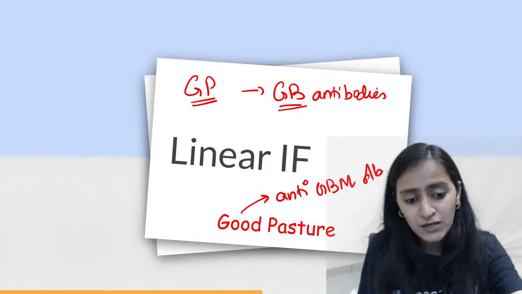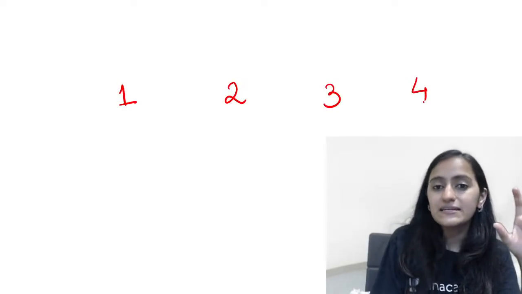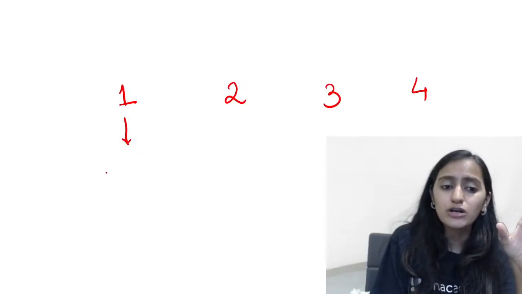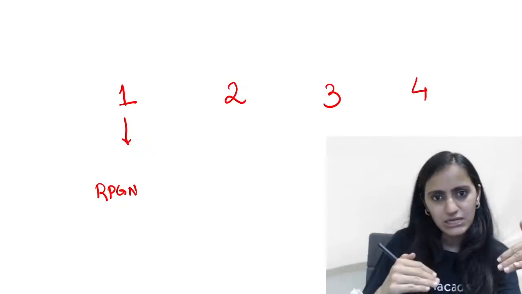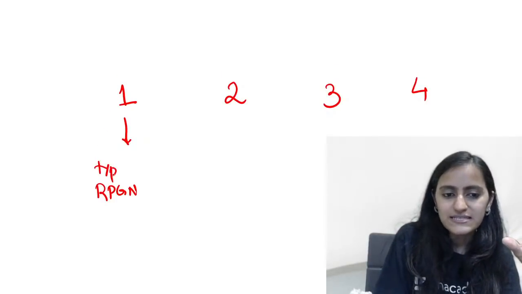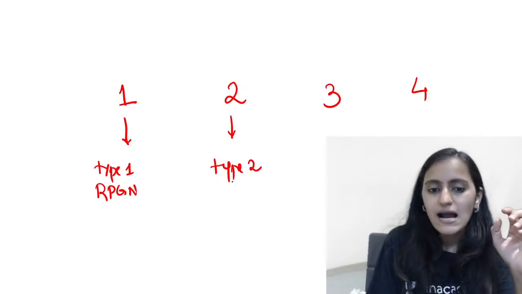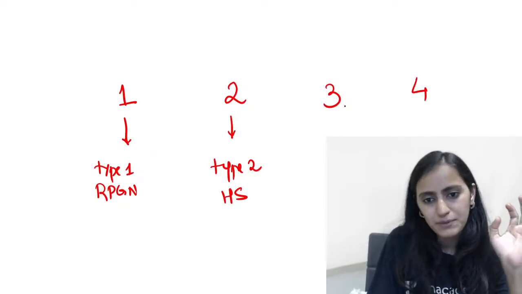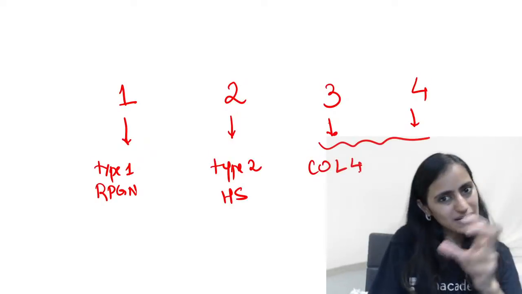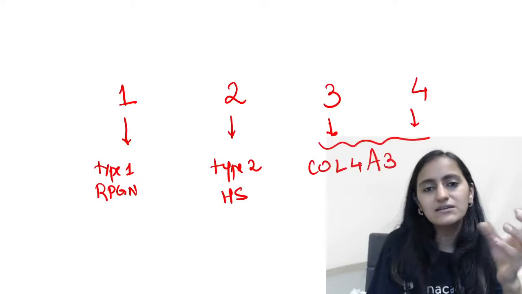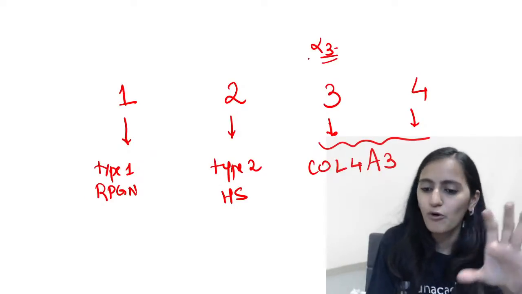Seen in Goodpasture. What is the mnemonic to remember your Goodpasture? 1, 2, 3, 4. That is, Goodpasture is your what type of RPGN? In your RPGN, you have type 1, type 2, type 3. Type 1 is the antibody one. So it is type 1 RPGN. What is 2? It is your type 2 hypersensitivity reaction, antibody dependent. 3 and 4 is your collagen which is affected. Collagen type 4 present in the basement membrane. Alpha 3 chain, that is the A3 gene. That is your alpha 3 chain of collagen type 4 that is affected, right?